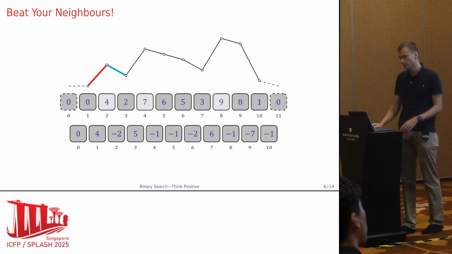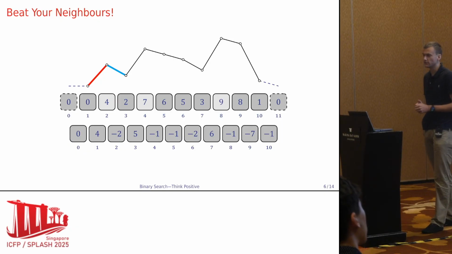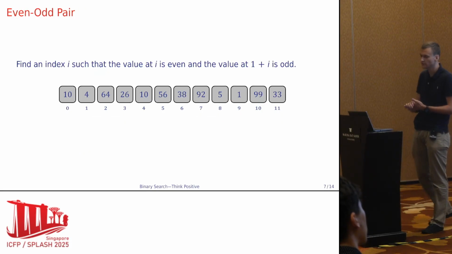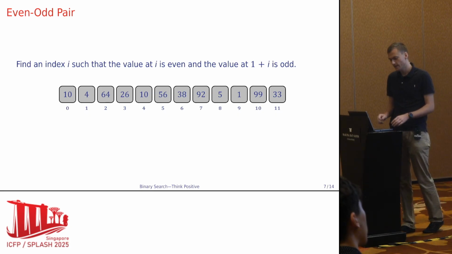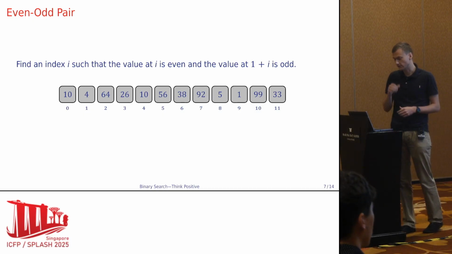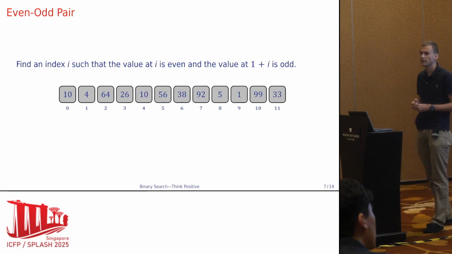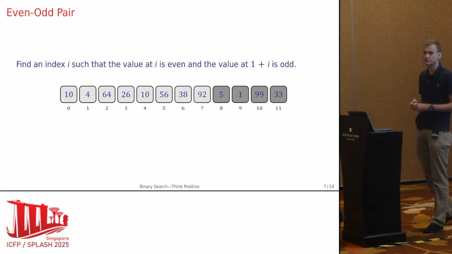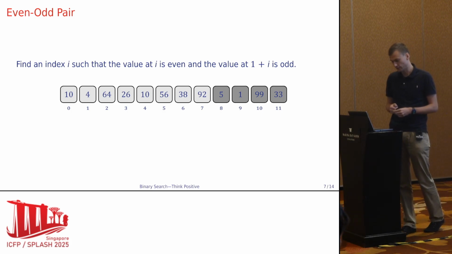And so for understanding why this works, let's have a look at an even simpler example, which is very, very similar. So here we have the task of finding an even odd pair. So we have given these boxes here, and the task is to find an index I such that the box at position I is even and the value at 1 plus I is odd. And this actually fits the description of binary search we've had earlier.